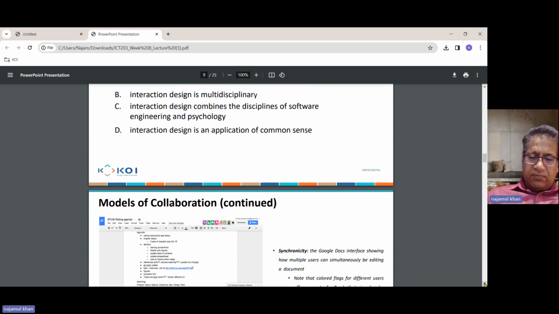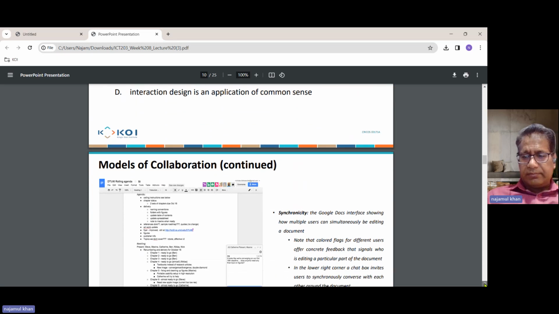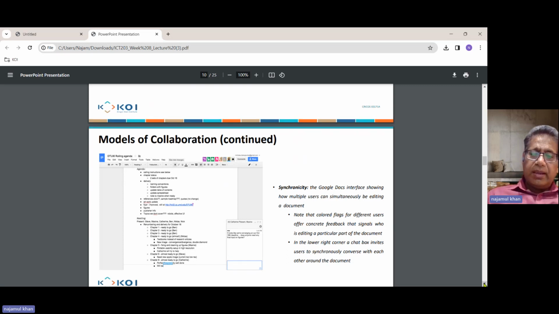Now, in terms of models of collaboration, we're going to look at all of them one by one just to ensure that you understand their complications and intricacies. This is how they work, just to make them easy. Now we talk about synchronicity. Google Docs is one of the good examples. Its interface, shown on the left-hand side, shows how multiple users can simultaneously edit a document. So Google Docs is really a good example of synchronicity.